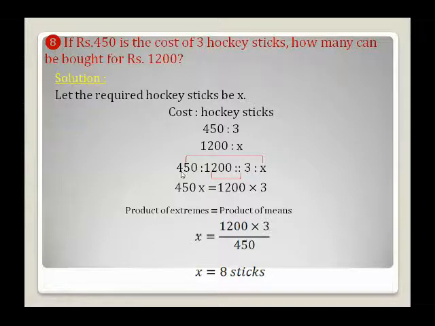Here we write 450 multiplied with x is equal to 1200 multiplied by 3. Now students, 450 is divided on the other side. So here we write 1200 multiplied by 3 divided by 450. Now after simplification, we get here 8. Okay, here we write the 8 sticks. Why we write the 8 sticks? So here is the question: how many can he buy for rupees 1200? It means he buys hockey sticks. So in rupees 1200, he buys 8 hockey sticks.